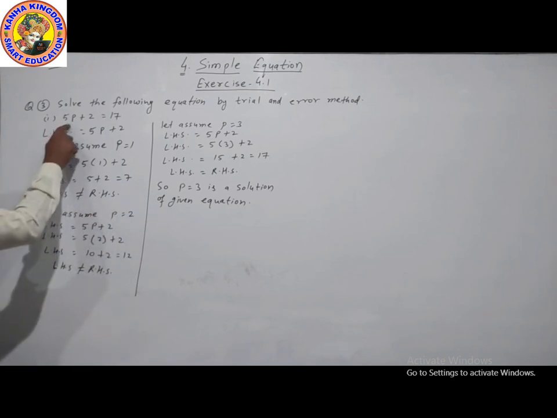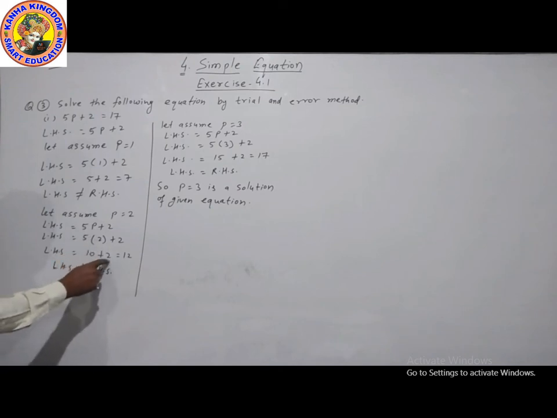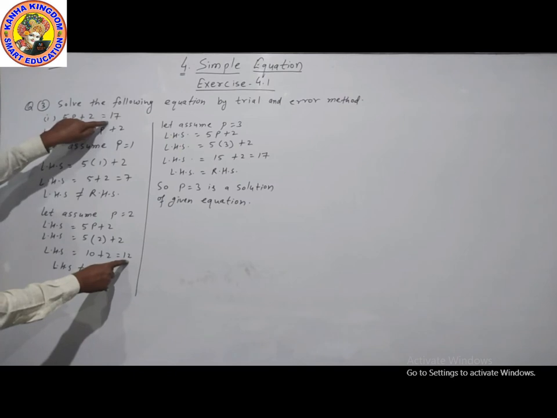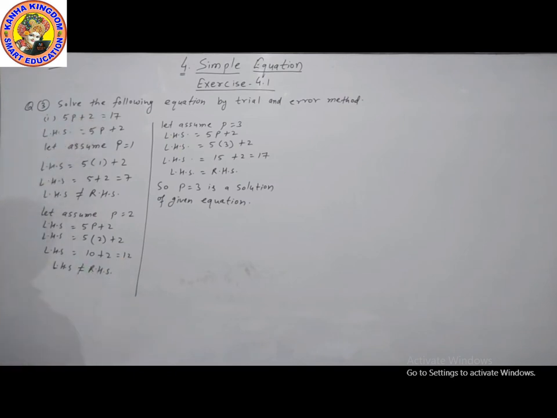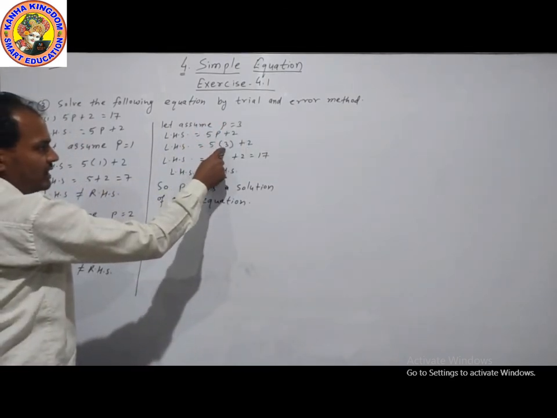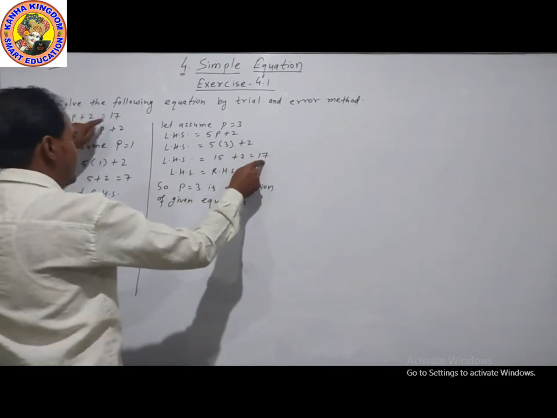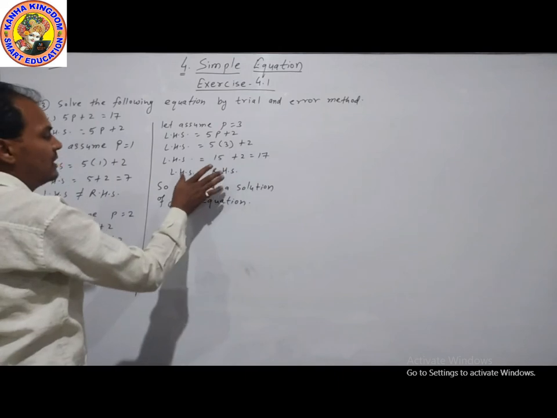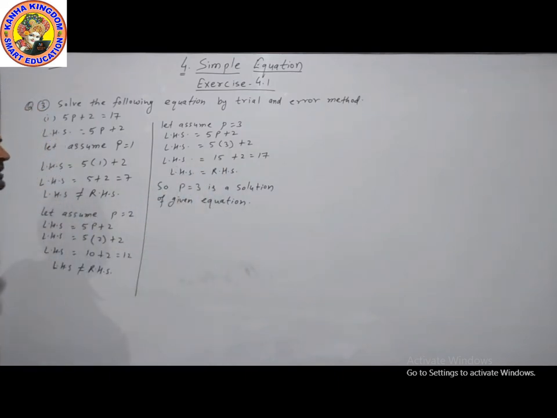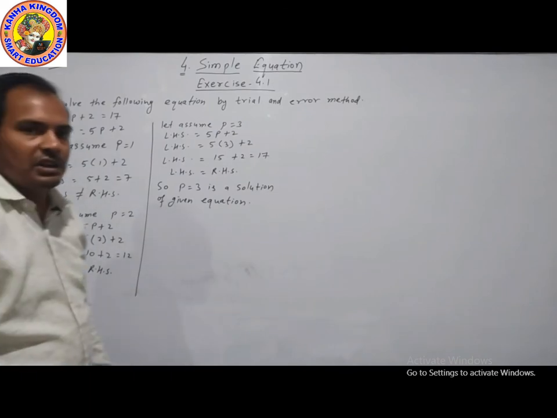The left hand side is 5p plus 2. Putting the value of p, 2, 5 into 2, 10, 10 plus 2, 12, 12, 17 not equal. P is equal to 1, p is equal to 2. Let assume p is equal to 3. Putting the value of p is 3, 5 into 3, 15, 15 plus 2, 17, 17, yes, both are equal. Left hand side is equal to right hand side. So p is equal to 3 is a solution of given equation.